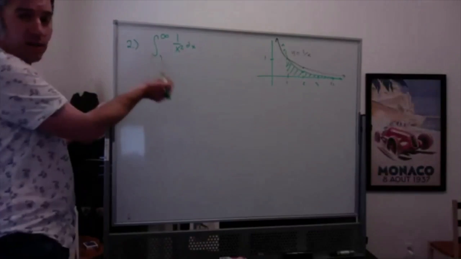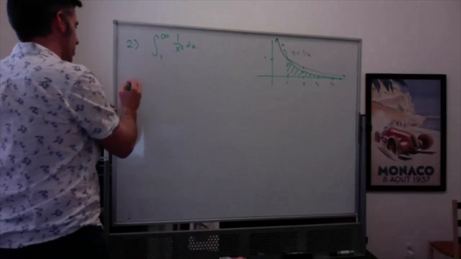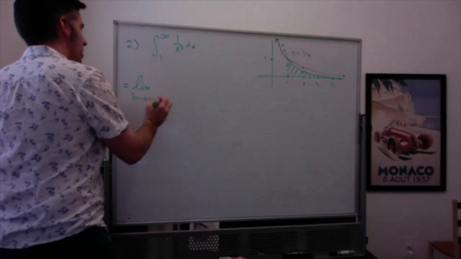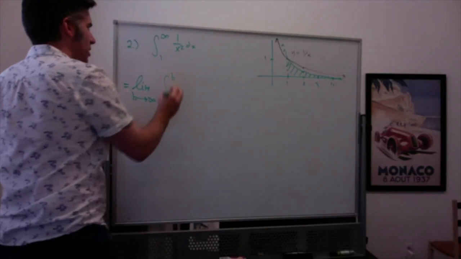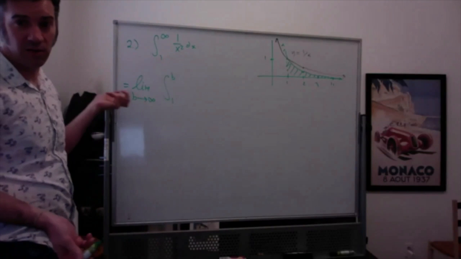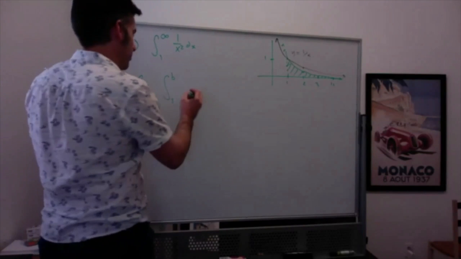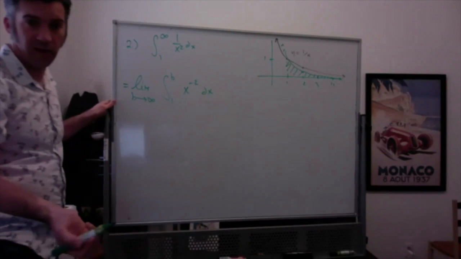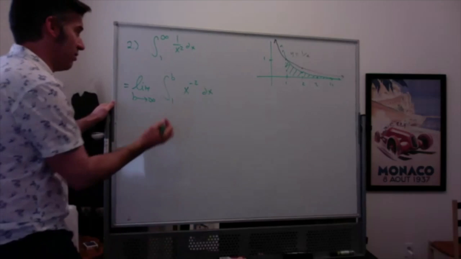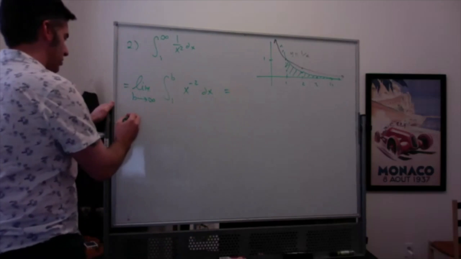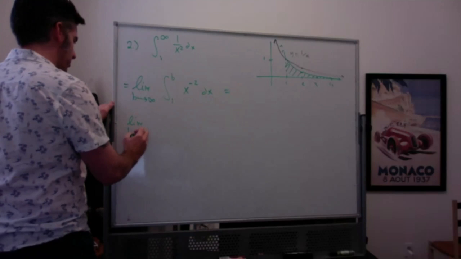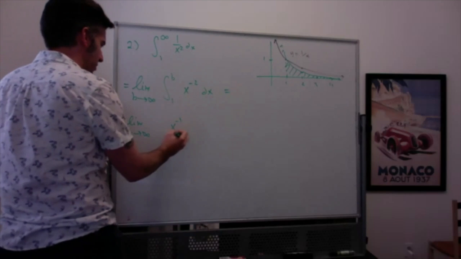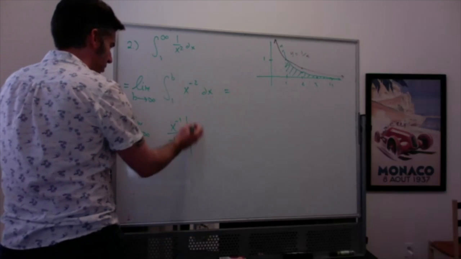So we're going to do the same process, right? We're going to say, okay, this is going to equal the limit as b goes to infinity of the integral from 1 to b. We could rewrite this if we want to as x to the negative second. You don't have to, right? You can integrate however you want, but I'm going to do it that way. So still got the limit. Integral of x to the negative second is x to the negative first over negative 1 from 1 to b.